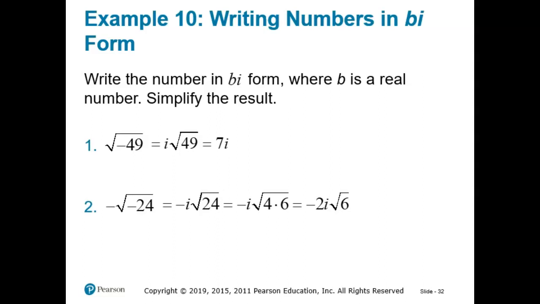square root of negative 49 can be rewritten as taking the i out and rewriting it as the square root of 49. That is 7i. Negative square root of negative 24, we don't do anything with the negative sign on the outside, but however, to get the negative 24 to positive, we rewrite it as a negative i square root of 24. Now, we know that 24 can be simplified to 4 times 6. The square root of 4 is 2. So now we end up with a negative 2i square root of 6 being our most simple answer.